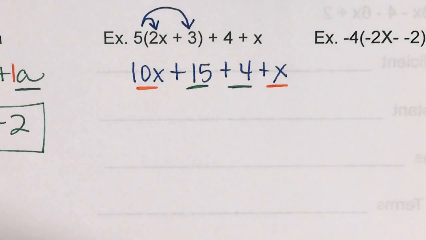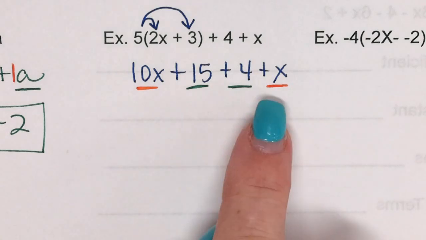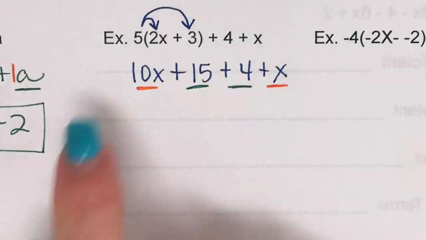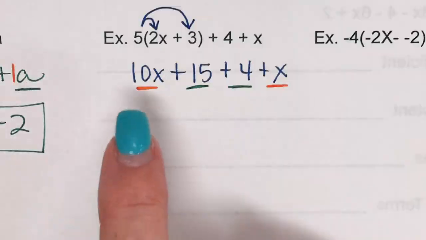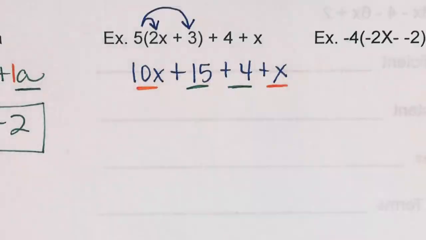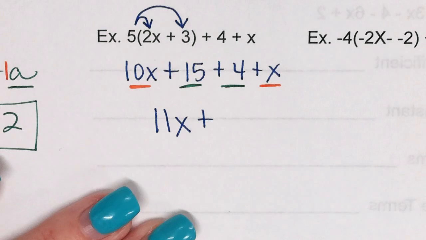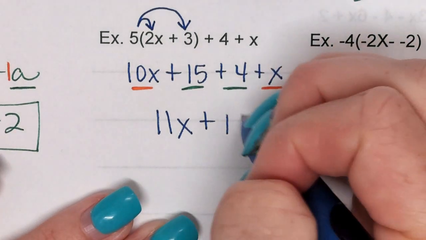Okay, did everybody get the first step right? Can I combine anything? Notice I underlined them, yes? What is 10x plus an x? 11x. So I have 11x plus, what's 15 plus 4? 19. Very good.